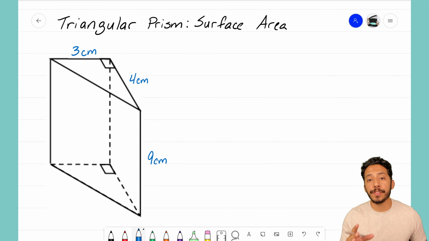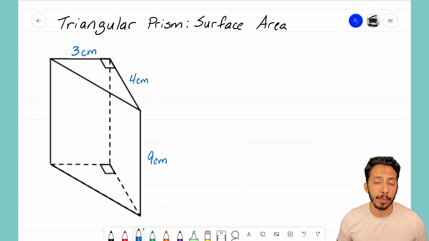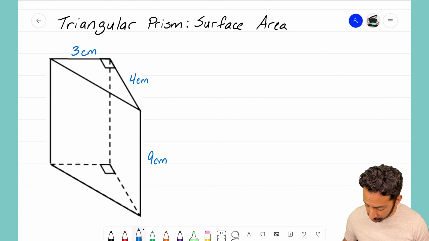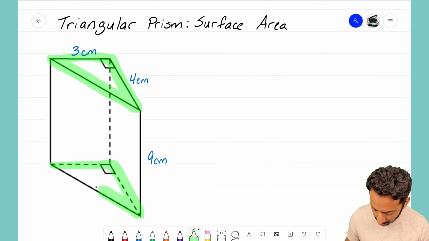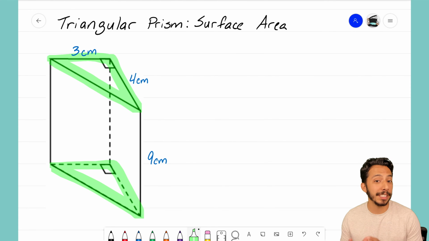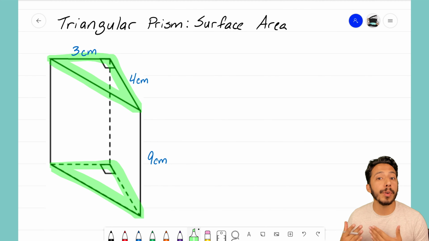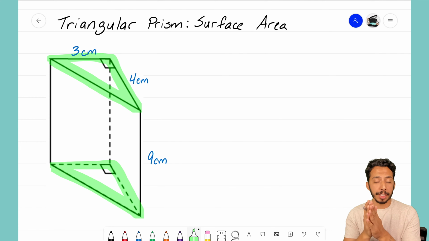Now remember, surface area for any prism refers to us finding the area of all of the sides of our three-dimensional shape. So with this triangular prism, we're not only going to want to find the area of the base triangles, right? There's a triangle on the top, there's a triangle on the bottom. We'll need to find both of those base shapes' area. And then after that, we'll have to find the remaining sides around the shape.